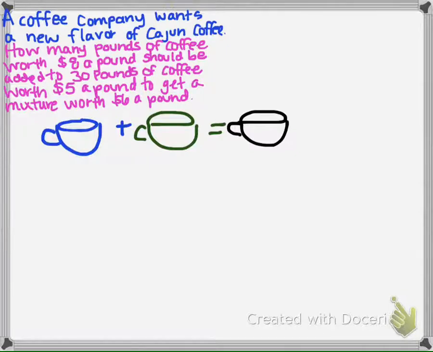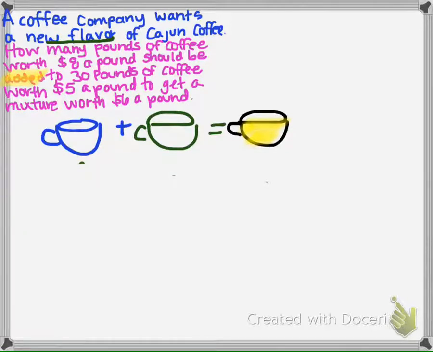So if we draw our picture here, it says that we are going to add two different kinds of coffees together so that the new coffee that's formed is only $6 a pound. So we want to know how much of this are we going to have to mix with how much of this so that the new flavor that they make, when they are combined, is an average of $6 a pound. So that's pretty much what we're asked to do here.